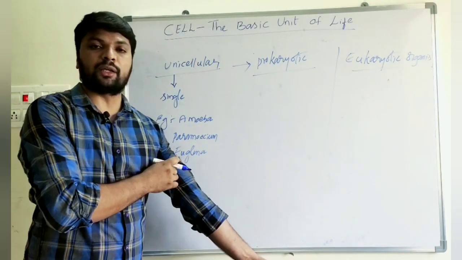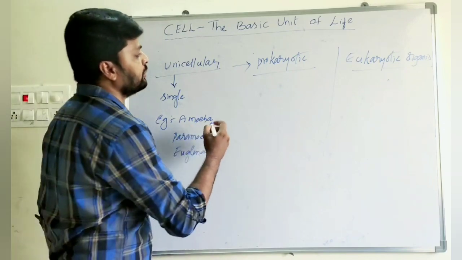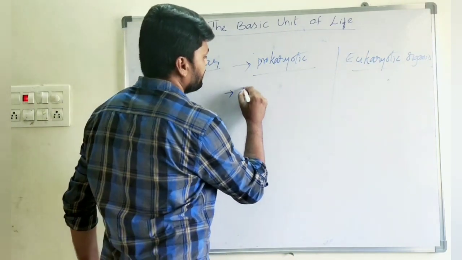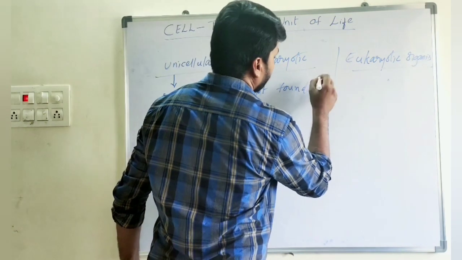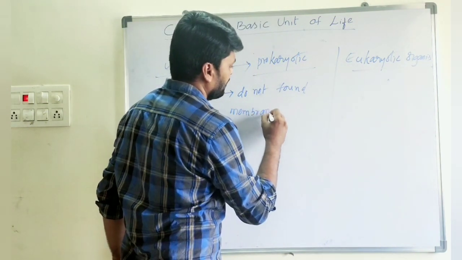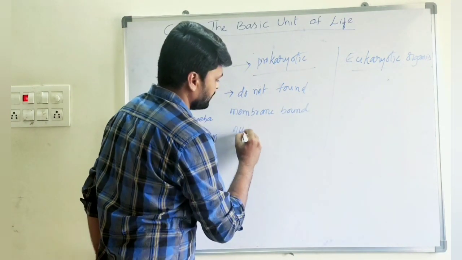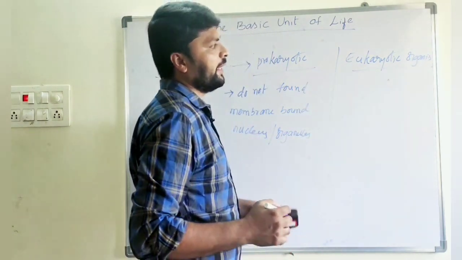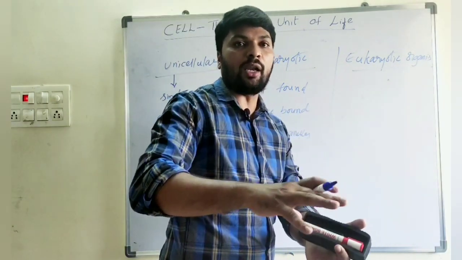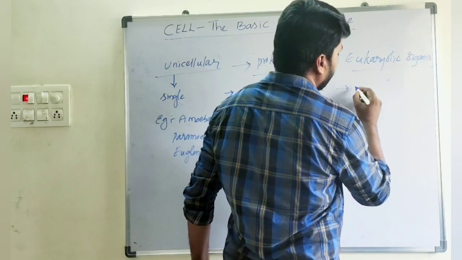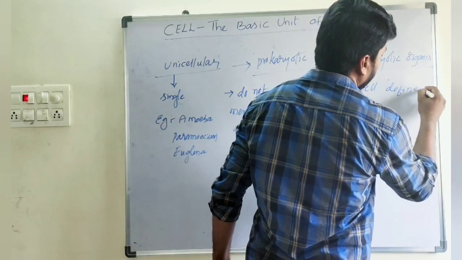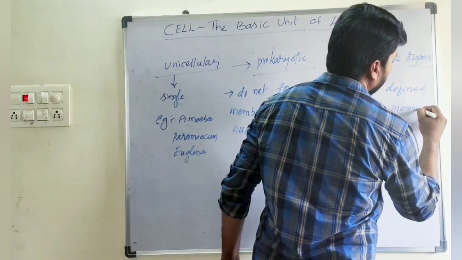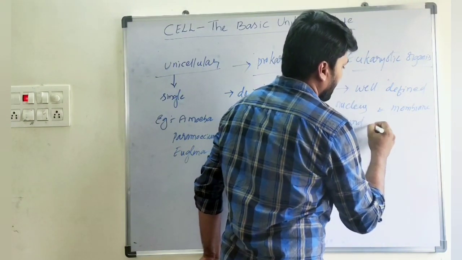Prokaryotic organisms are the primitive organisms, and they are also unicellular organisms where we do not find any membrane bound nucleus or organelles. Whereas in the case of eukaryotic organisms, which may be unicellular or multicellular, we will find a well defined nucleus and membrane bound organelles.